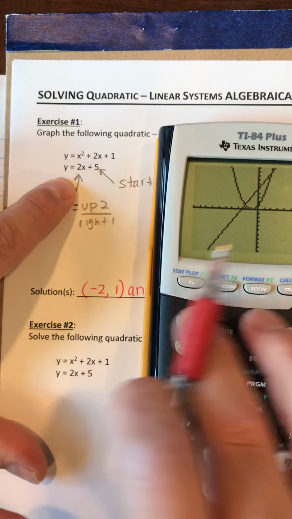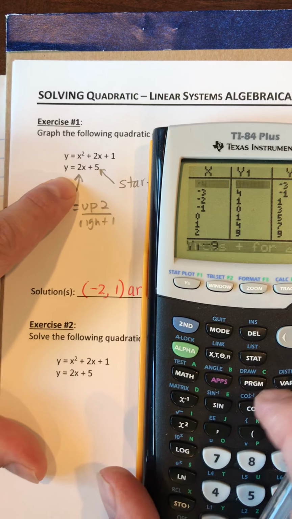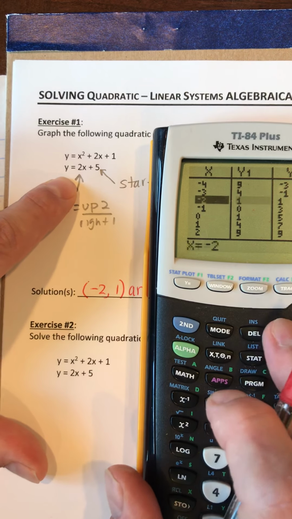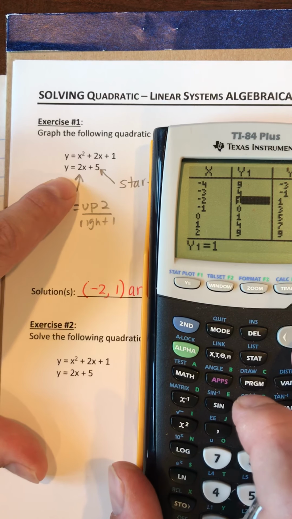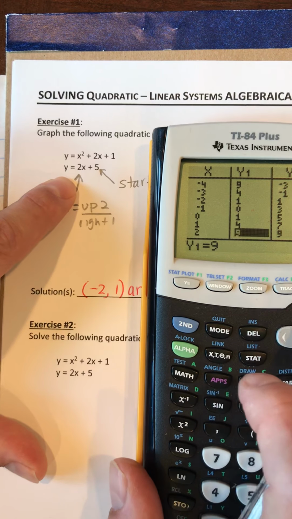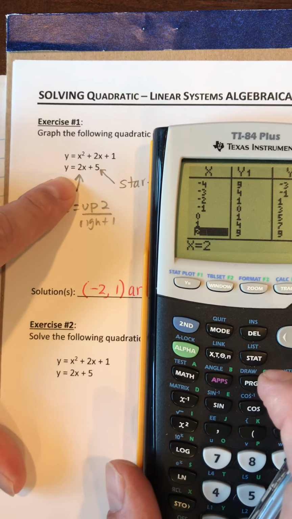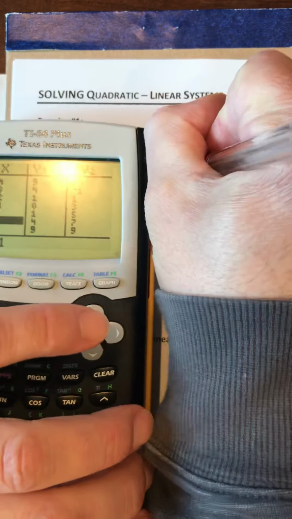So I'm going to go to my table. I know these things cross when the y values are the same. So if you look at -2, 1, see how both y values are 1. That's one of our solutions. And at 2, our y values are both 9. So I'm going to write these coordinates down.